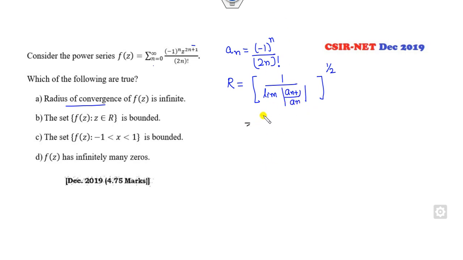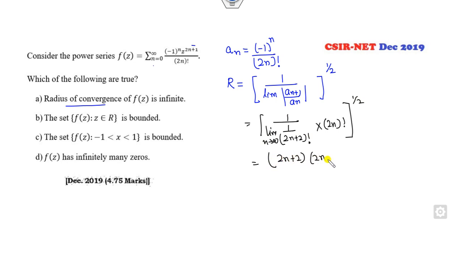So what is that? a_(n+1) over a_n. The minus 1 raised to power, being a modulus sign, cancels out. So it's 2n factorial over (2n plus 2) factorial, limit as n approaches infinity. I can write (2n plus 2)(2n plus 1) in the denominator, and the 2n factorial cancels out. So what is the limit of this as n approaches infinity? It is infinite. So the radius of convergence is infinite. The first is the correct option.